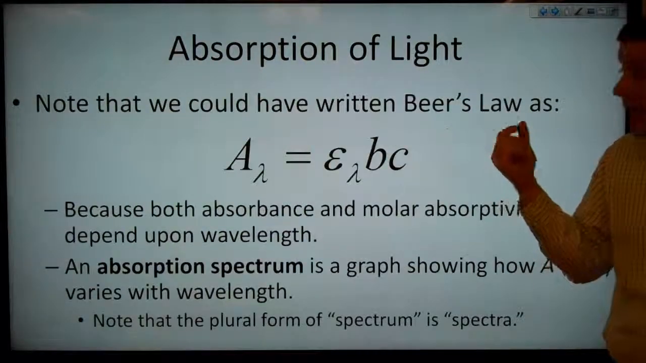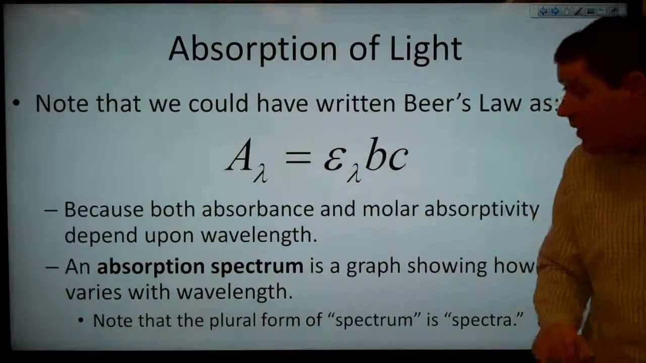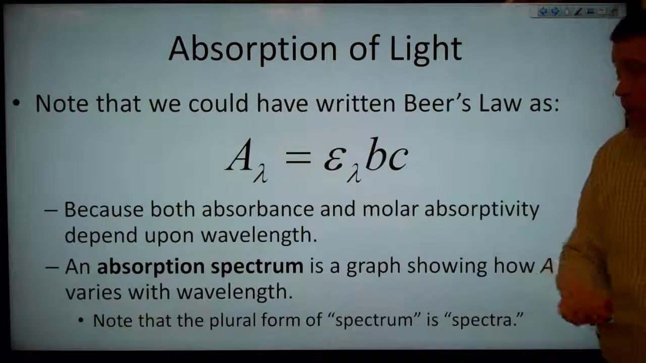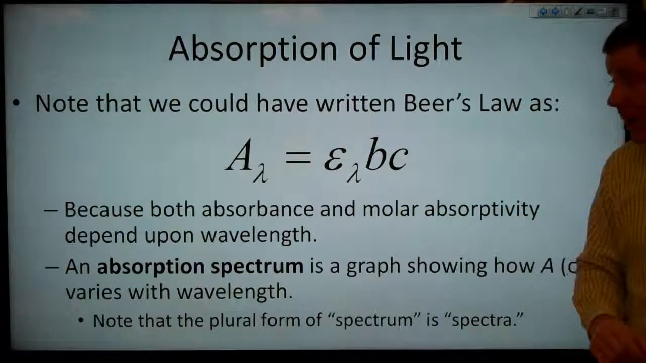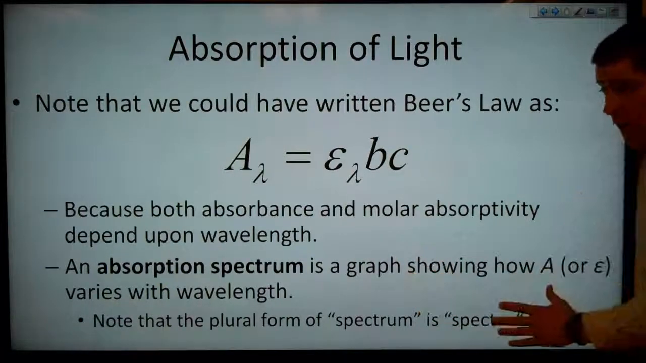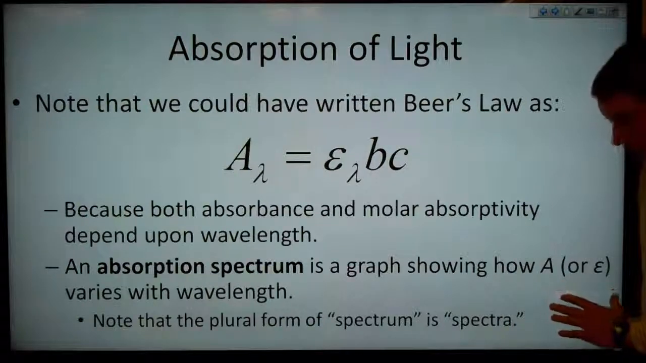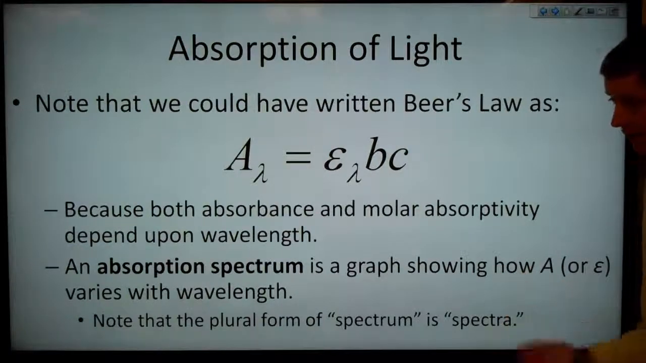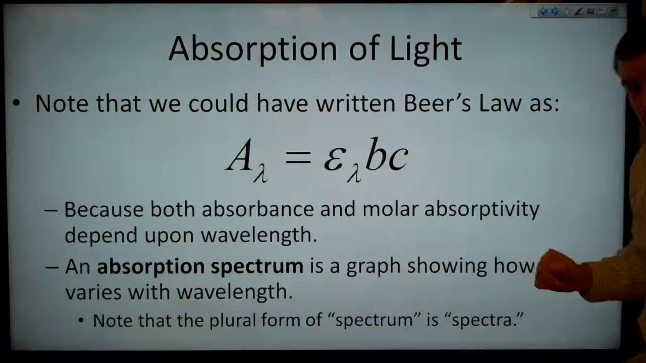Note that we could have written Beer's law like this, where we say the absorbance at some wavelength is equal to the molar absorptivity at that wavelength times the path length times the concentration, because both the absorbance and the molar absorptivity depend upon the wavelength. And an absorption spectrum is a graph showing how A, or epsilon, really varies with wavelength. And note that the plural form of spectrum is spectra.